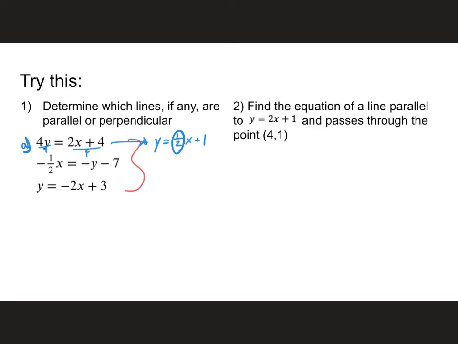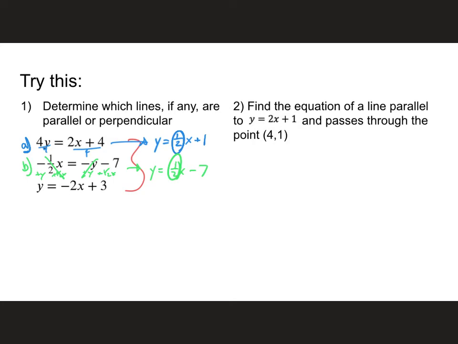Now let's take a look at line B. This one we'll call B. If I solve this for y, let's see, how am I going to do that? Well, I'm going to add y to both sides, and I'm going to add this 1/2 x to both sides. What am I going to get? If I do that, this will cancel here, this will cancel here, and I'm left with y equals 1/2 x minus 7. And again, if I look at that, the slope of that would be 1/2.